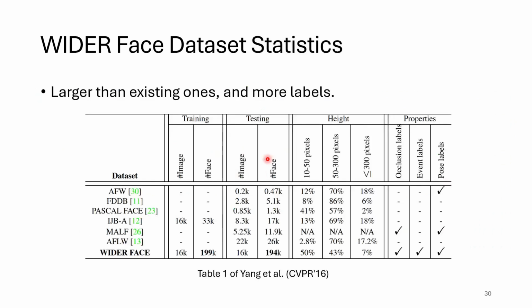So let's take a look at how large the dataset is. There are some existing face datasets, and the largest one until their paper is around 26K. But they propose a super huge one. It's almost 8 times the existing one, and this is only for the test set. They also have a training subset. So the total number of the WIDER FACE dataset is around 400K. So it's very amazing. And there are even more labels.